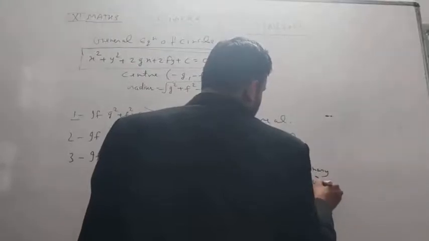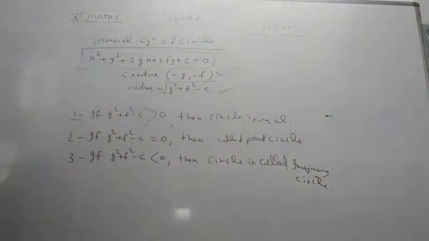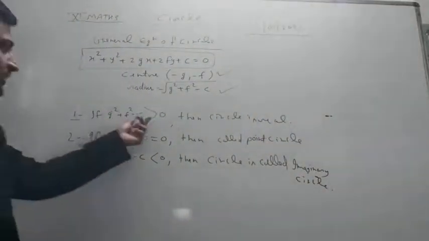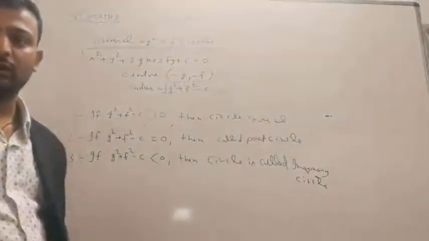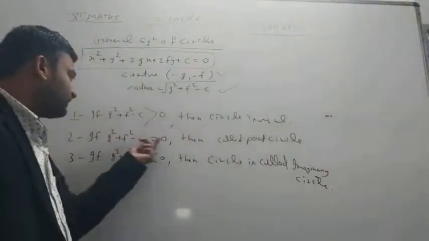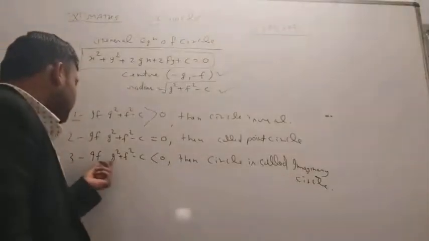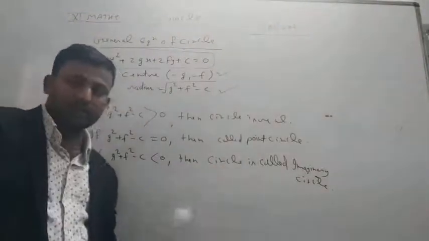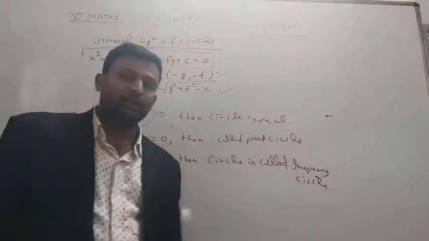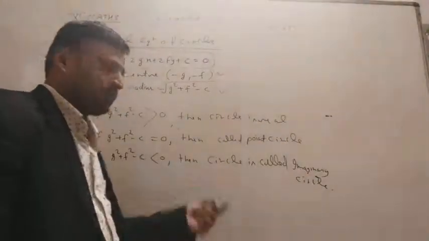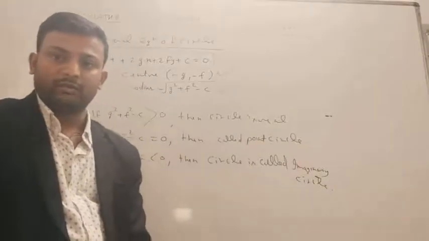So students, these are the three cases. If the radius is positive, then the circle is called real circle. If the radius is 0, then the circle is called point circle. If g square plus f square minus c is less than 0, then our circle is called imaginary circle, and it cannot be drawn. Okay, it is not possible.